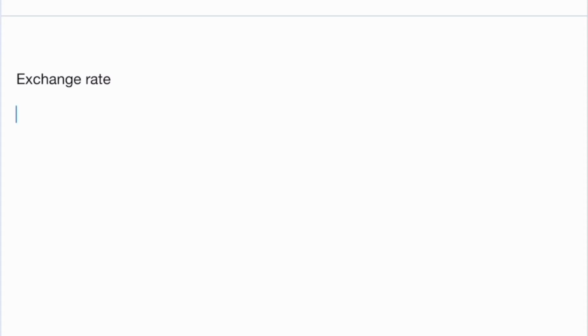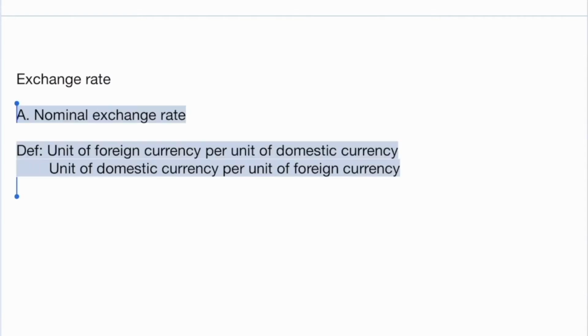The concept of exchange rate can be separated into two concepts. One is called the nominal exchange rate, the other called the real exchange rate. And we are going to talk about how to link the nominal exchange rate versus the real exchange rate. The nominal exchange rate, by definition, is the units of foreign currency per unit of the domestic currency.